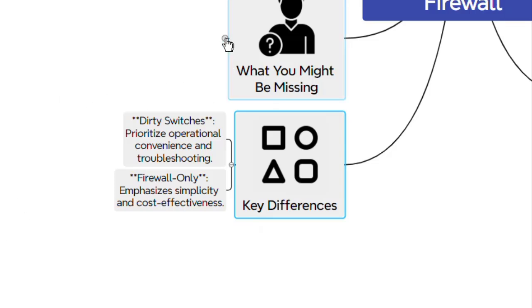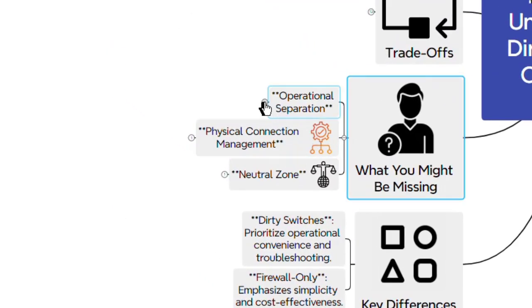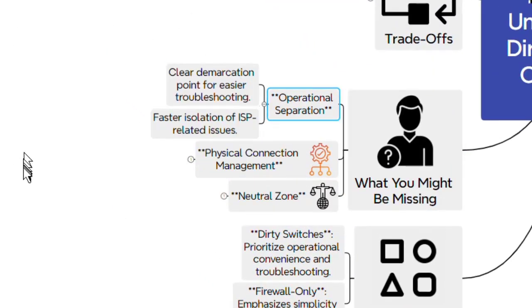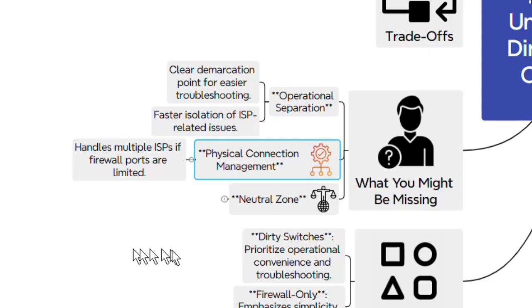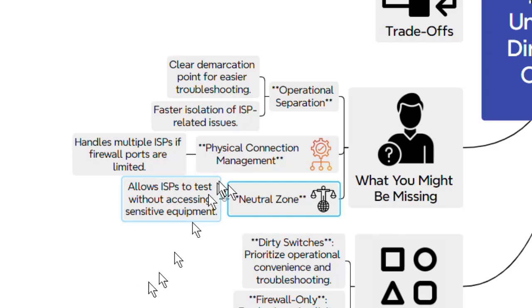What could you be missing? Operational separation. Dirty switches make it easier to spot and fix ISP issues. Physical connection management. If your firewall doesn't have ports, switches can help. Neutral zone. ISPs can mess around without touching sensitive stuff.